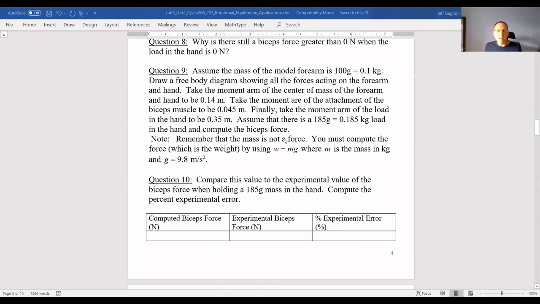Okay, and then going back to that free body diagram that we drew of the forearm and hand, now we're going to plug in values. So assuming that the mass of the forearm of that mechanical model is 0.1 kilograms, we want to ultimately calculate the muscle force when there's a load of 185 grams in the hand. So let me show you how to do that. It's basically the same thing that we just did, except we're going to plug in values now. So let me go back to the iPad to show you this.